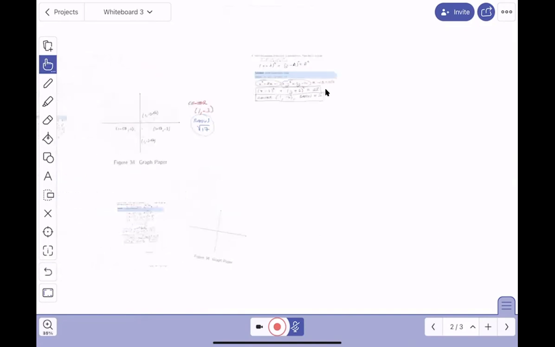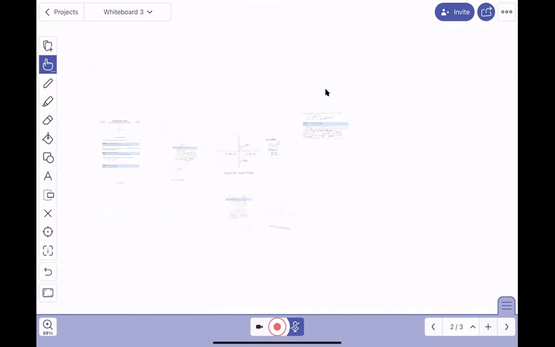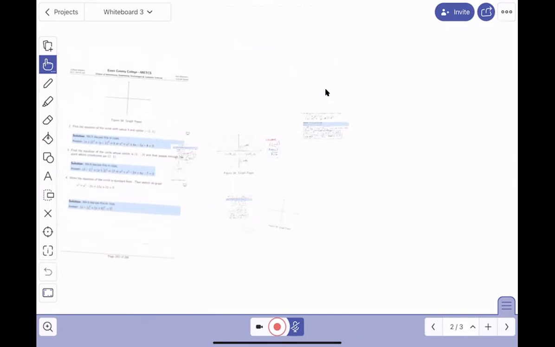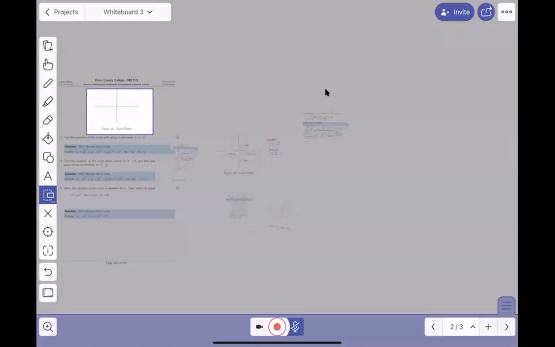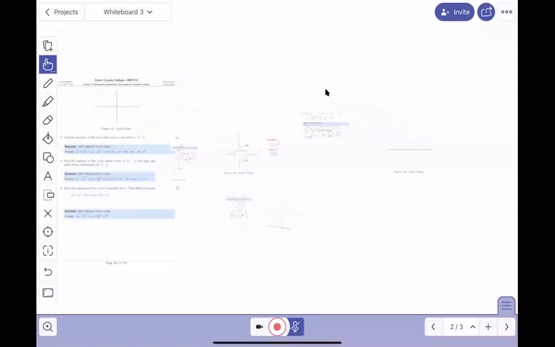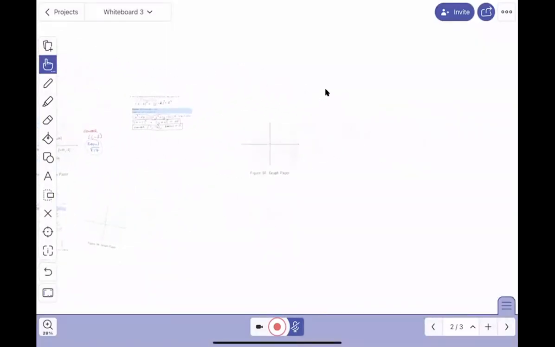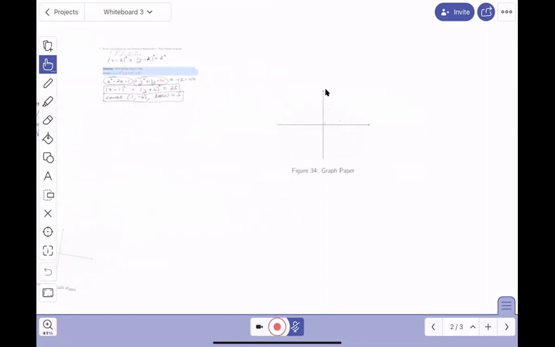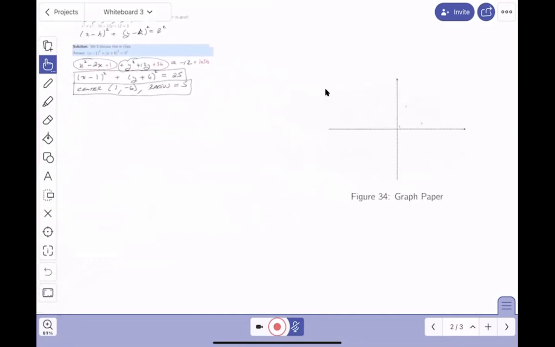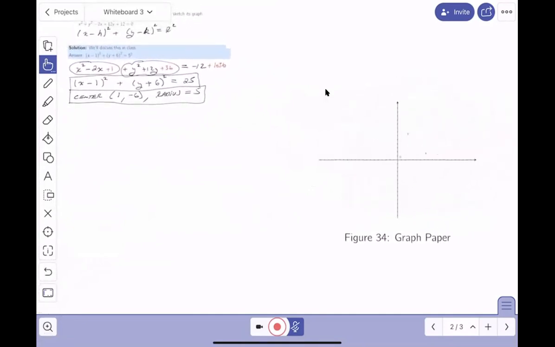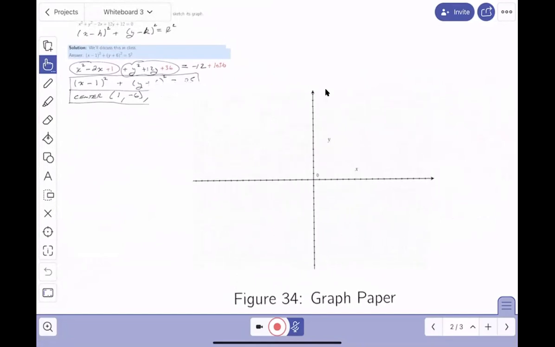I have to get a new piece of graph paper here. Let me see if I get some. Oh yeah, I got some over here. I'm going to copy this over here. And I think I'm doing this one here, right? Yep, doing this one here. So I'll pull this down here. Blow this thing up.